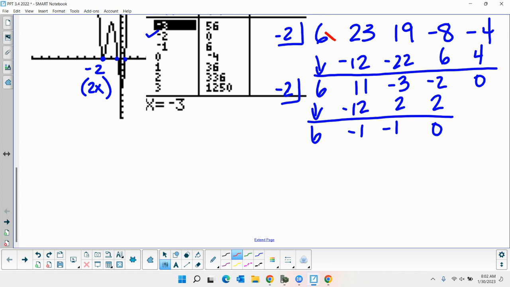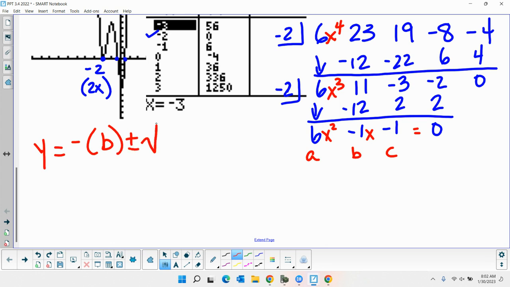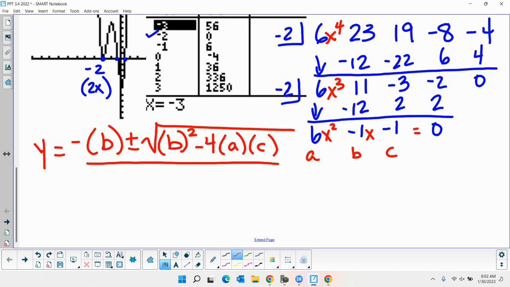So remember, this started out as x to the 4th, so this is x cubed, so this is x squared, and there's the x. And basically, that's my equation right there. But really, all I need to know is those three numbers. That's the A, that's the B, that's the C, right? In the quadratic formula. So here's the quadratic formula again: -b plus or minus the square root of b squared minus 4ac, over 2a. We've done this a lot of times. Most of you still have it memorized. If you don't, write it down somewhere so you've got it.